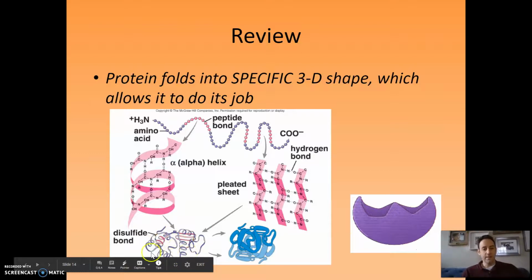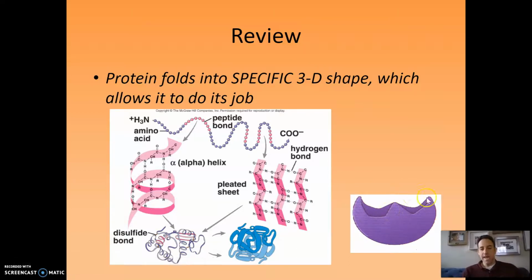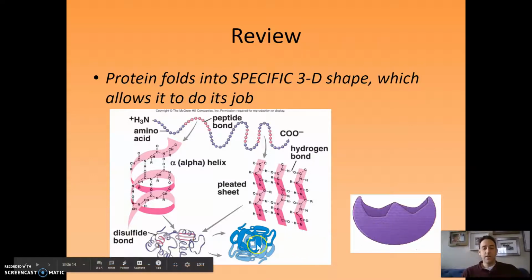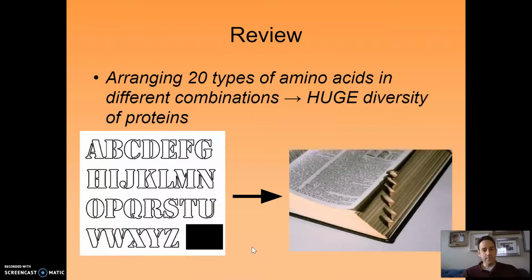And since this is complicated and hard to draw, we draw it like this. We kind of show that very specific three-dimensional shape in this schematic way to help us understand how, say, an enzyme works or how a protein receptor works in cell signaling or whatever it is. So that is how the protein actually does its job. You may also recall that sometimes several of these peptides come together to form a larger structure, and that's the quaternary structure, if you remember that.